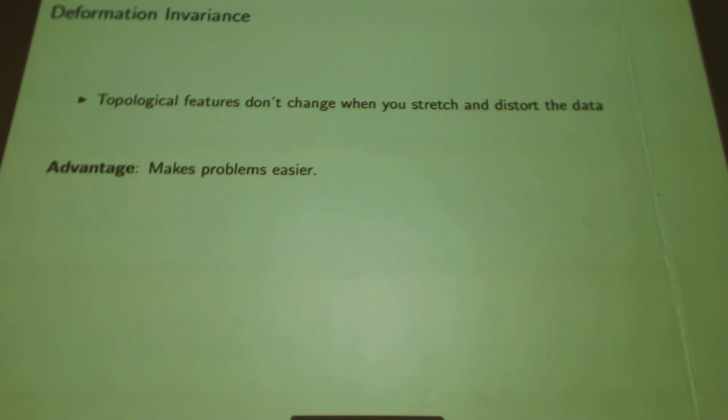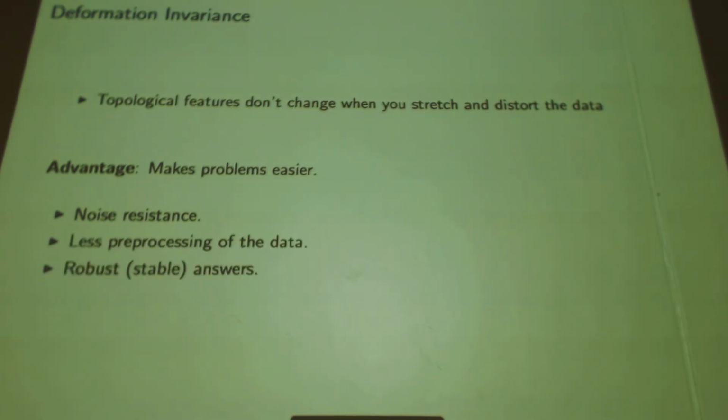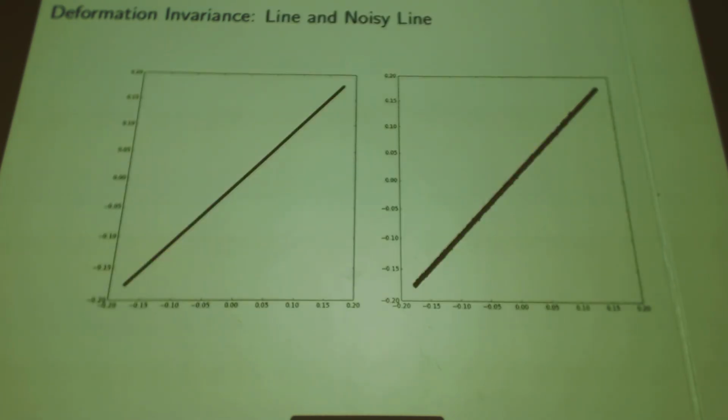So the advantage here is that it's going to make problems easier. It's going to make them noise resistant, with less preprocessing of data and more robust, stable answers. So here's an example. This is a simple example again. I have a line on the left. This is a nice clean line, and I have a noisy line on the right where there's a bunch of Gaussian noise added. Okay, so I'm going to use the x-axis as the lens, and I'm going to see what my topological summary is.